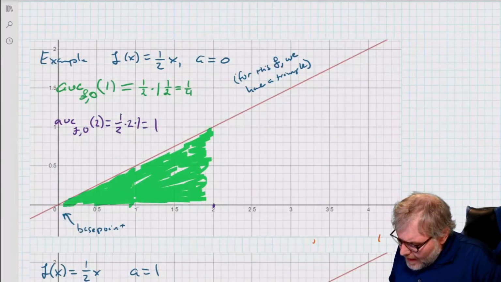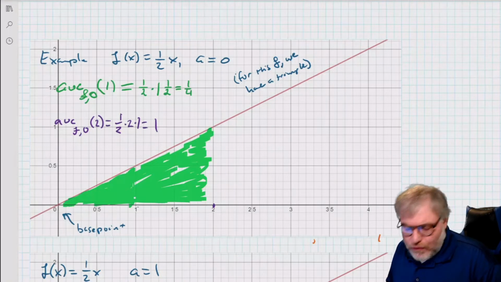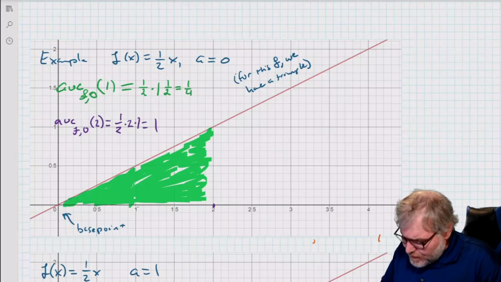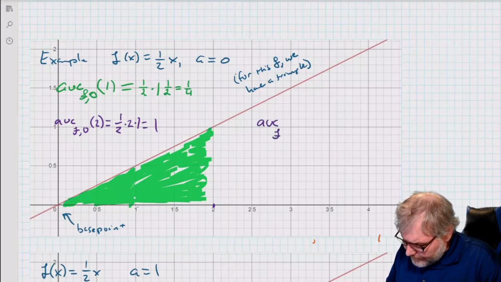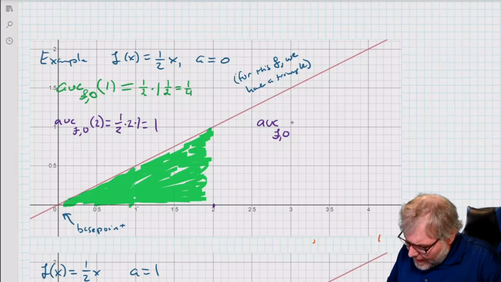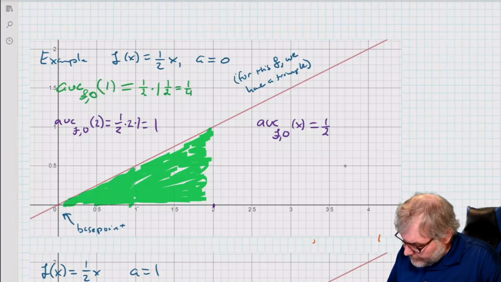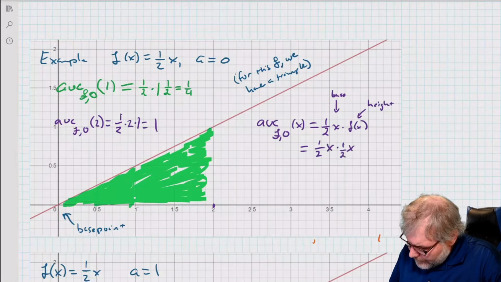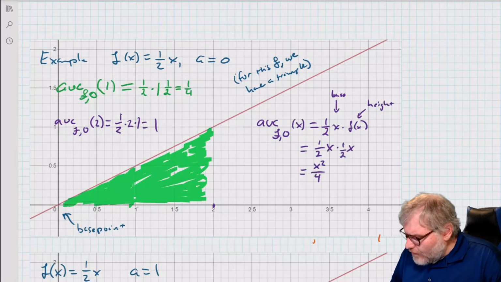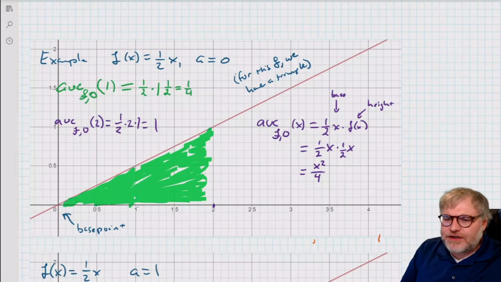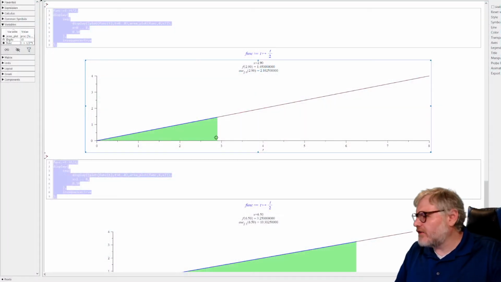All right, so how could I solve this in general? Well, for this particular function, let's say I start at 0 and I want to go to x. So my base point, it's going to be 1/2 my base, which is x, times my height, which is f of x. Okay, so x squared over 4 is this area under the curve function. That will actually measure this area.